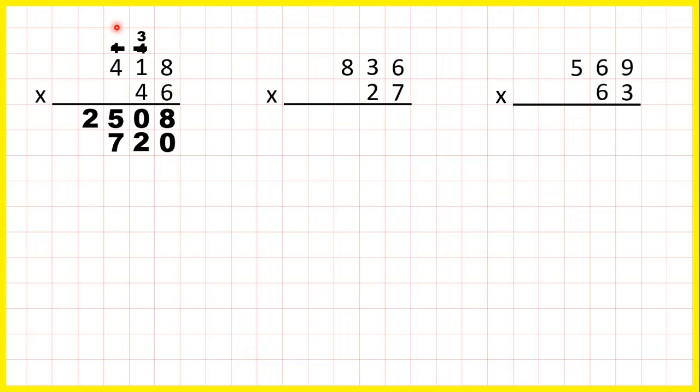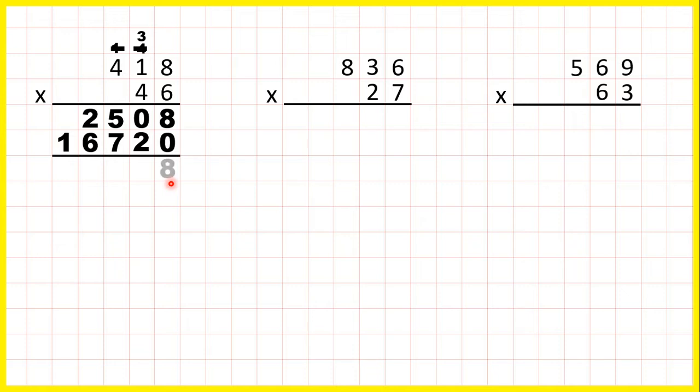We don't have anything to add because we remembered to cross out our previous working, and we don't have any digits to the left, so 4 times 4 is 16. We can just write 16 in our answer line. So now all we need to do is add up our answer lines.